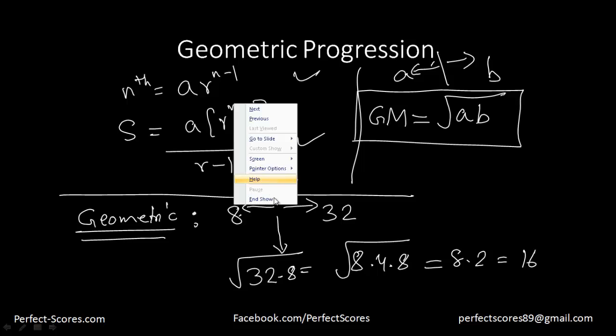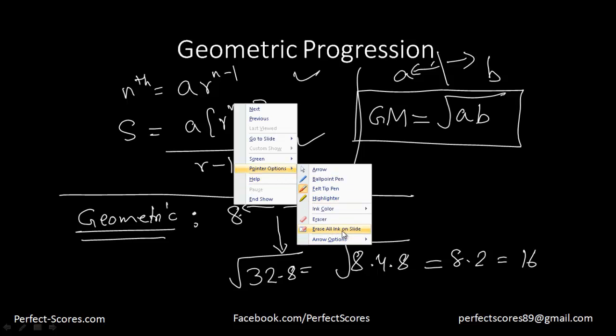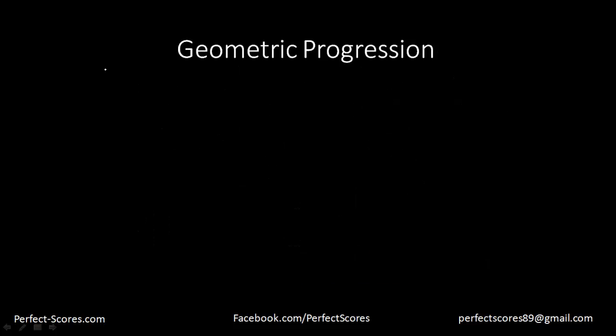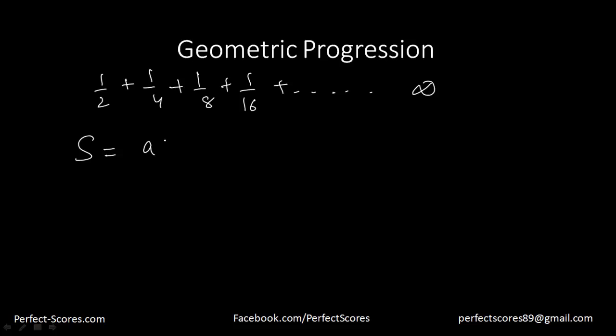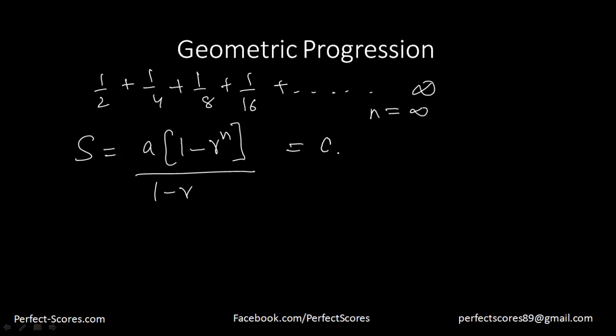Now let's talk about the sum of terms till an infinite number of terms. Let's suppose you have a geometric progression where you have the first term as 1 by 2, the second term as 1 by 4, the third term as 1 by 8, the fourth term as 1 by 16, and so on till an infinite number of terms. Now the sum, as you know, is equal to a into 1 minus r to the power n divided by 1 minus r. Now if the number of terms is infinite, then the sum is going to be equal to a into 1 minus r to the power infinity divided by 1 minus r.